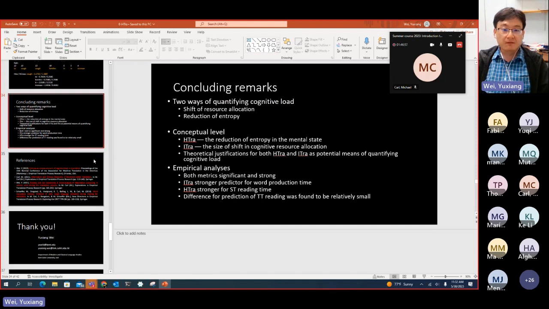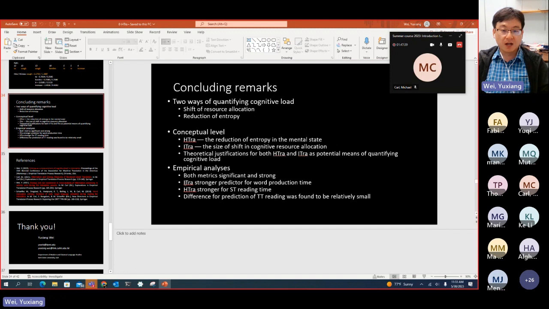In conclusion, I've analyzed two ways of quantifying cognitive load, both at the theoretical level and the empirical level. So one is shift of resource allocation and the other is reduction of entropy. At the conceptual level, HTra is the reduction of entropy in the mental state, and ITra is the size of this shift. Hopefully I've provided some theoretical justifications for both of these two metrics as potential means of quantifying or predicting cognitive load.